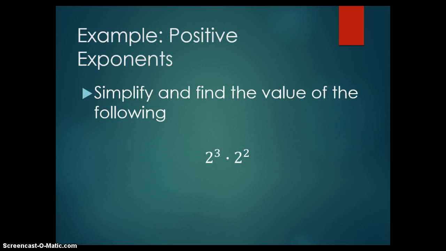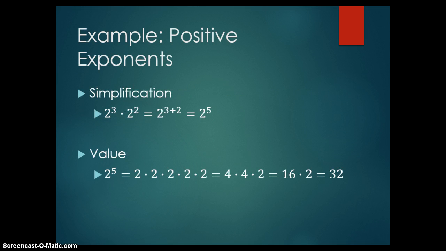So here's an example of positive exponents. We want to simplify and find the value of 2 cubed times 2 squared. And what we do is we keep the base and we add the exponents to get 2 to the 5th. And 2 to the 5th is equal to 32.